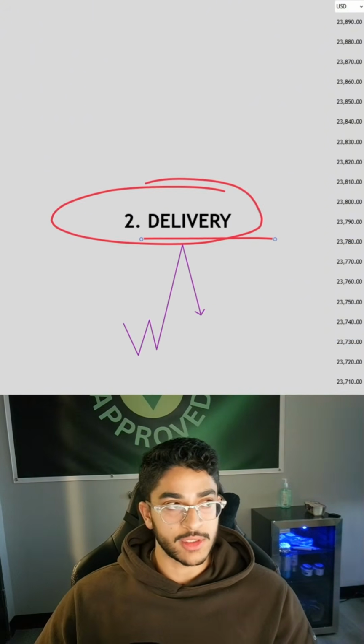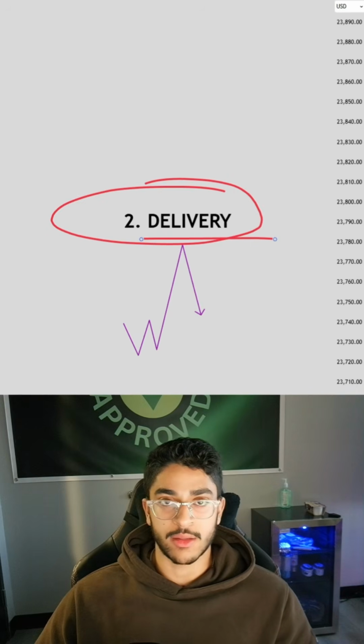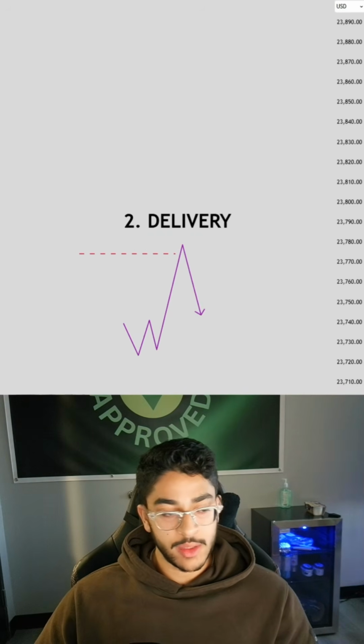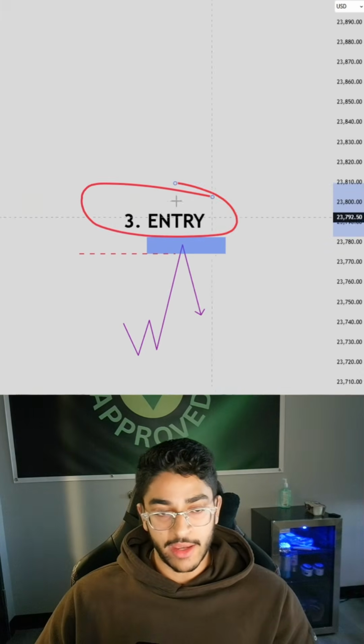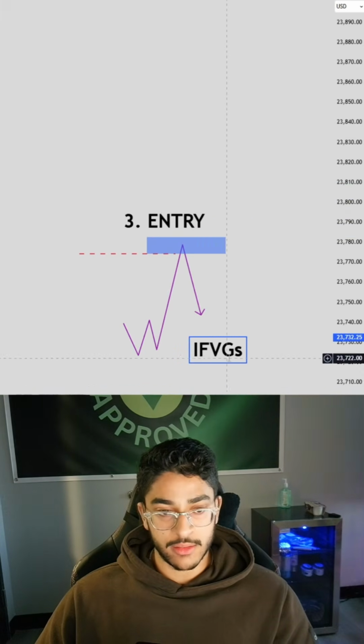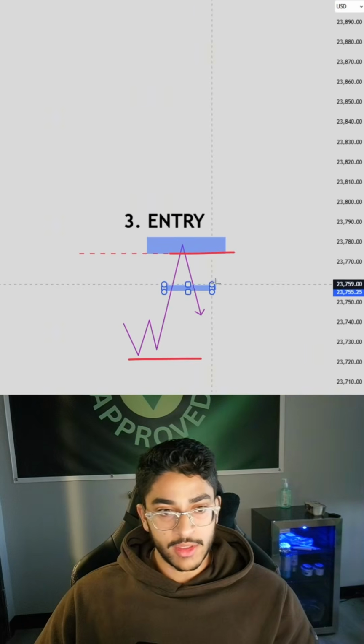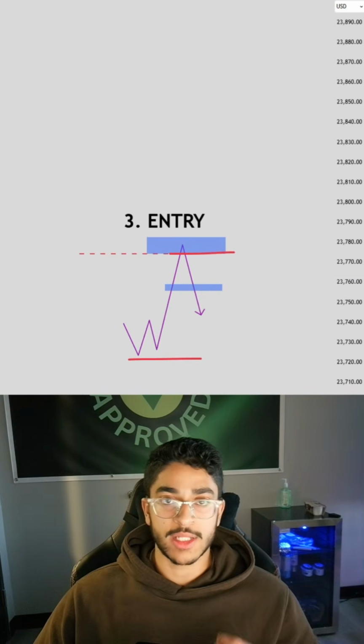The second D stands for delivery. This is our reaction factor causing the market to move. This is typically a liquidity sweep paired with an FVG reaction. Finally, we have entry. This is where the IFVG comes in. Once we have our draw and we have our delivery, only then should we look for an FVG to be inverse to actually enter the move.